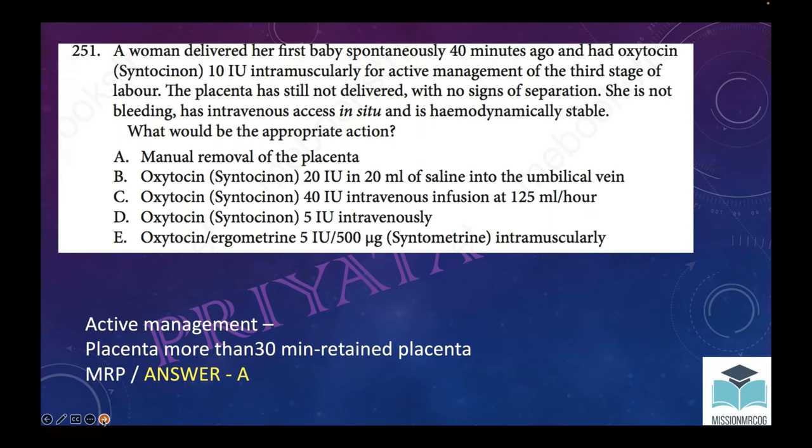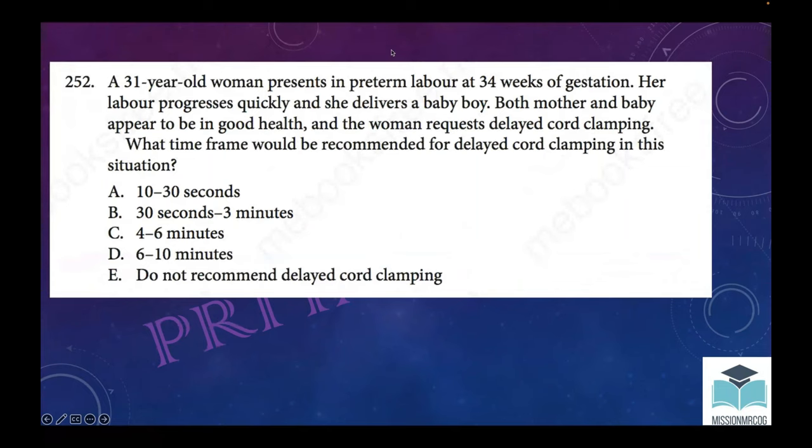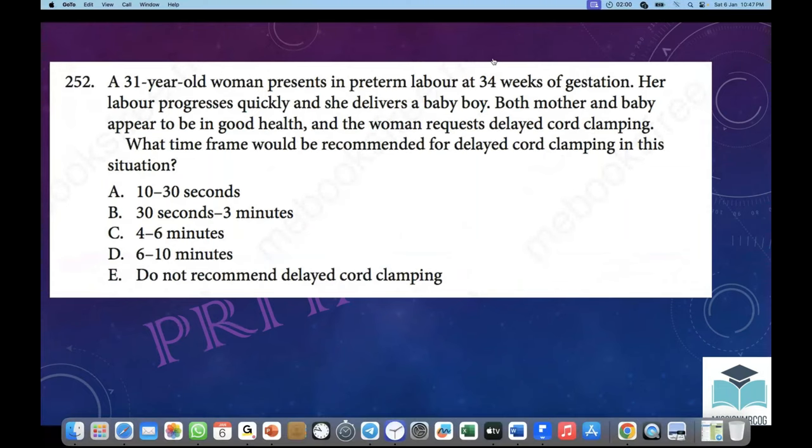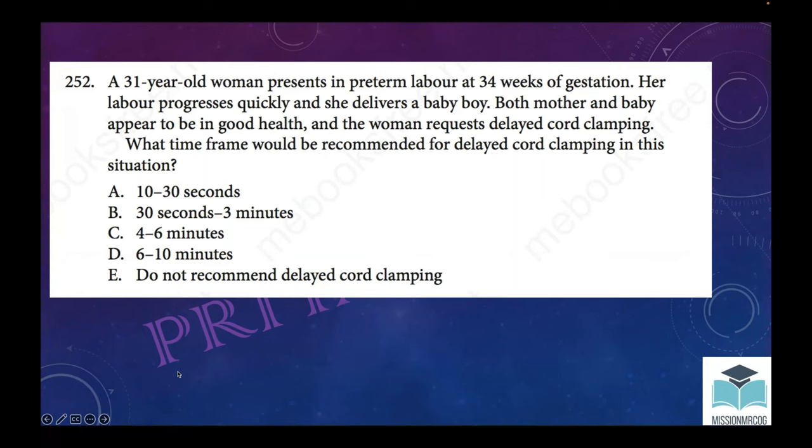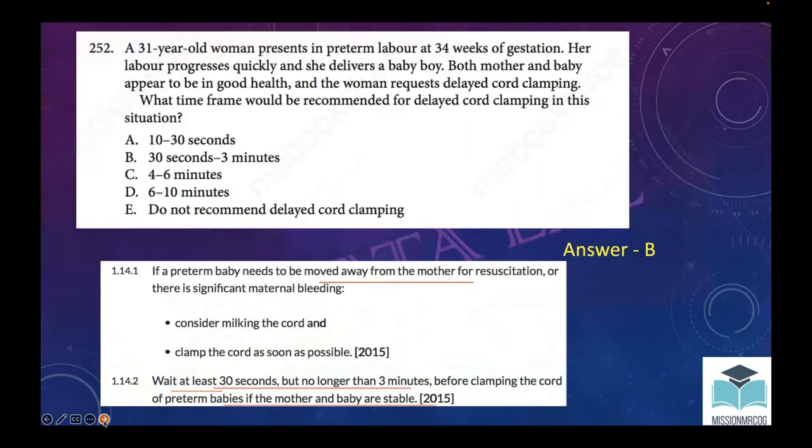Okay, so a 31-year-old woman delivered at 34 weeks. She delivers a baby boy, both mother and baby in good health. She requests delayed cord clamping. What should be the time frame? 30 seconds to 3 minutes. This is from the preterm guideline. So what they want is wait till 30 seconds but not longer than 3 minutes if the mother and baby are stable. From this line they have put the question.